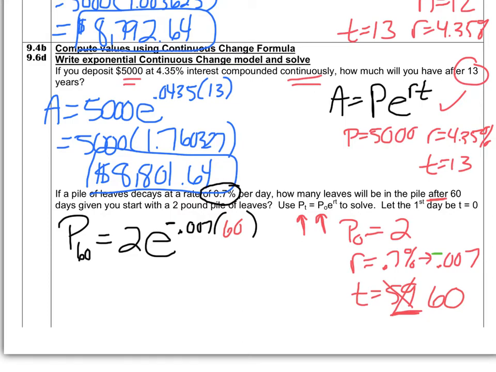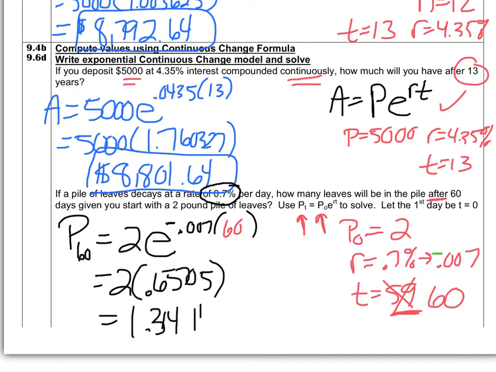Now I'm going to simplify. Let's do this first. We'll then get, it's going to be equal to 2 times 0.65705. Now if you times that by 2, what you're going to get is equal to 1.314 pounds. Now be careful on this problem.